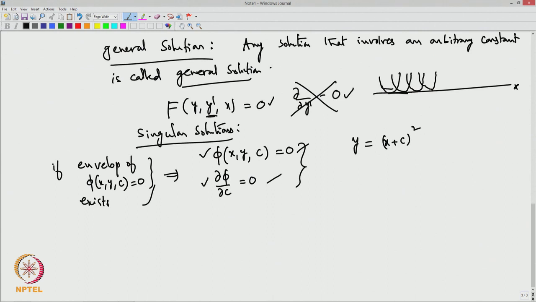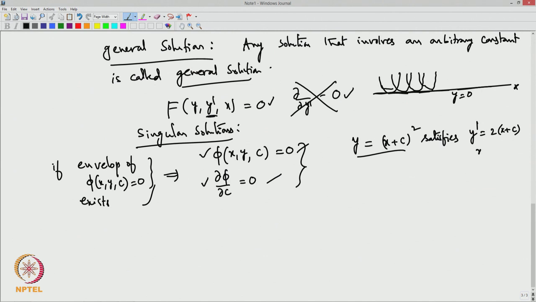So you can see these are the things. At any point, you can see what the envelope is here. This is the x-axis, that is y equal to 0. So how do we get this? This general solution satisfies the equation. How do you eliminate c? You calculate its y dash, which is 2 times (x plus c). Okay, y dash is dy by dx.